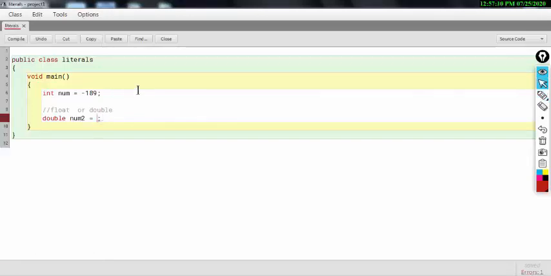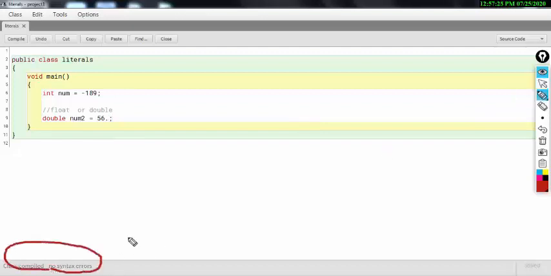So let us say we have got some number here, 56 point. See, the rule is that you should have at least one digit after the decimal point. But if I compile this, it will still compile, because again, Java has helped us by providing a 0. If it sees that there is no digit after that decimal point, it will add a 0 for us, okay, and it will make the number as valid.